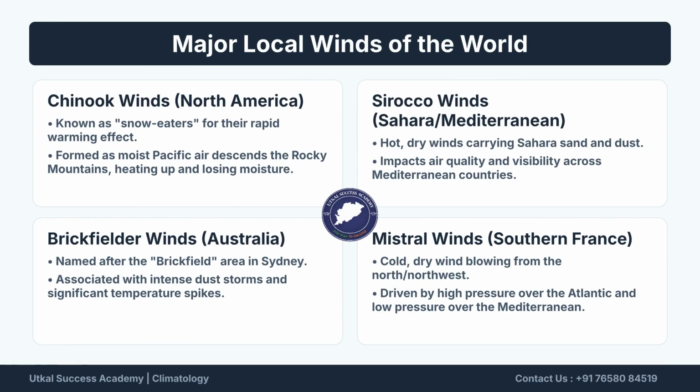The Chinook winds are North American snow eaters that warm and dry as they descend the Rocky Mountains. The Sirocco winds are hot, dry winds carrying Sahara sand across the Mediterranean. Brickfielder winds in Australia are associated with intense dust storms and temperature spikes.